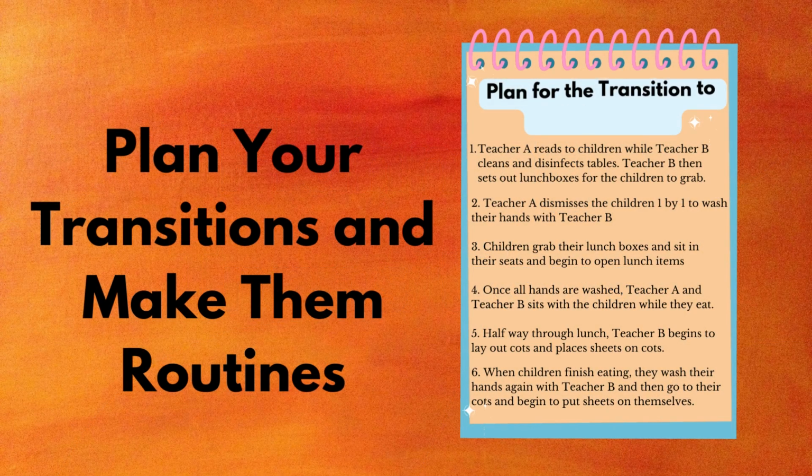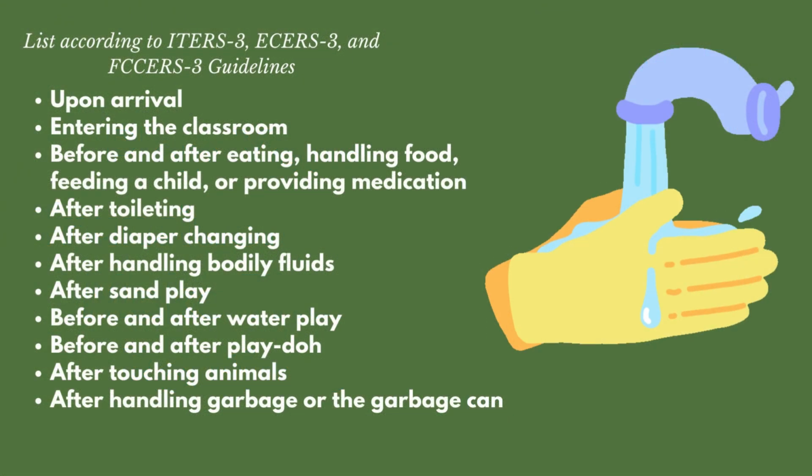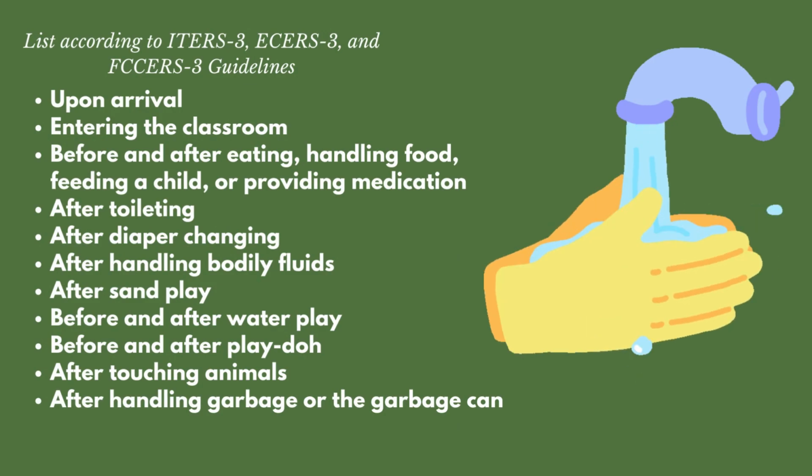Planning transitions. Plan transitions and make them predictable routines. Transitions are as much a part of your lesson planning as small group activities or book reading, and children should know what's happening so they go smoothly. Consider when hand washing must happen in your day and designate time for this within your transition planning.